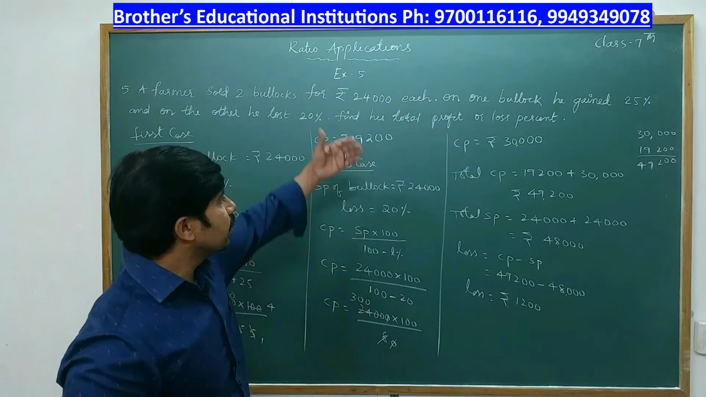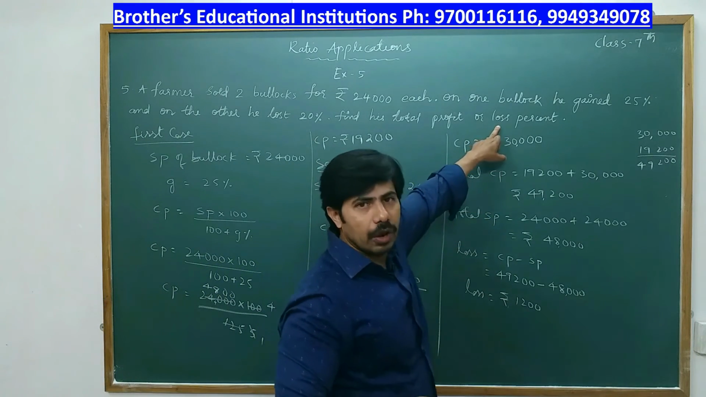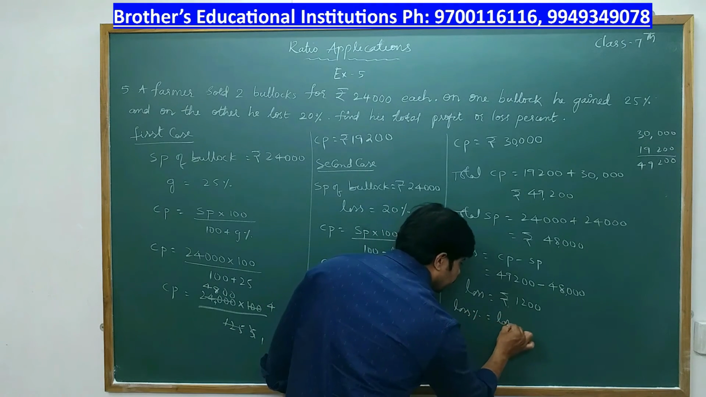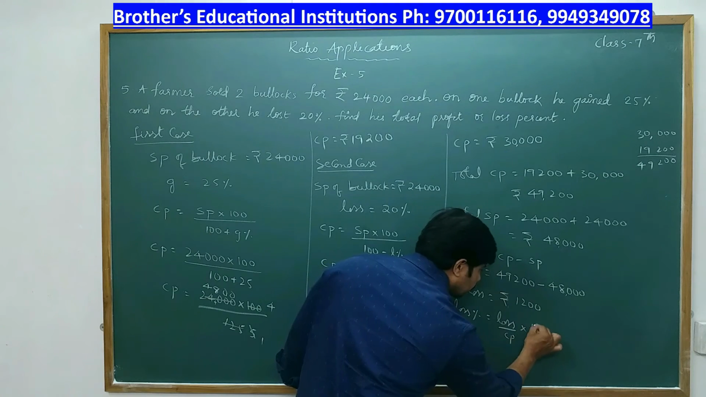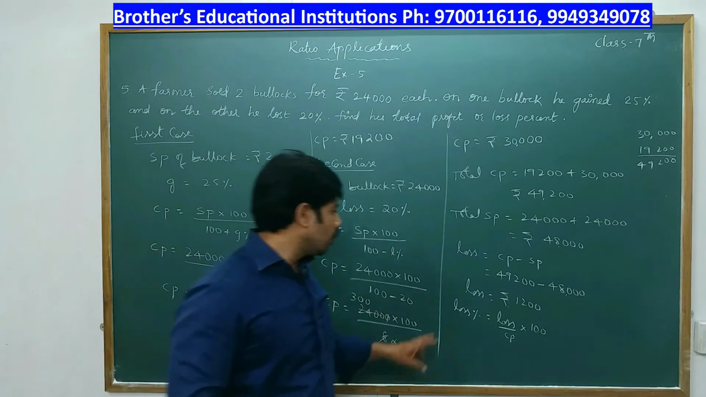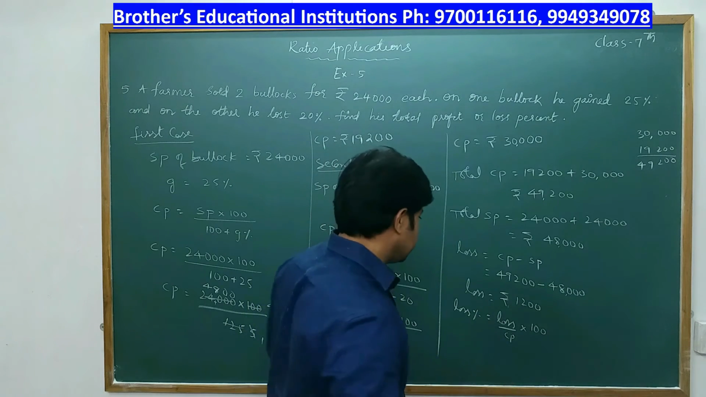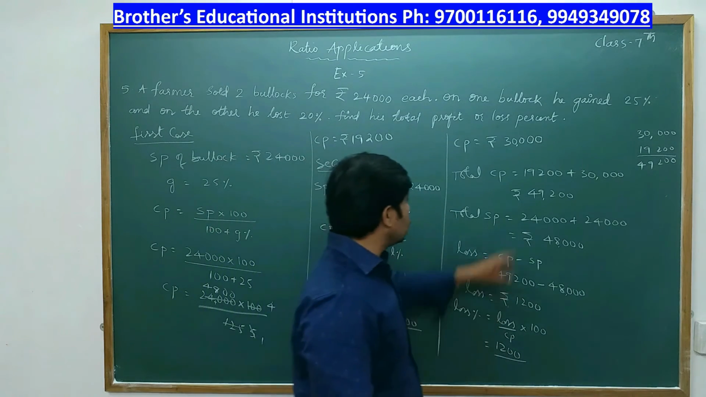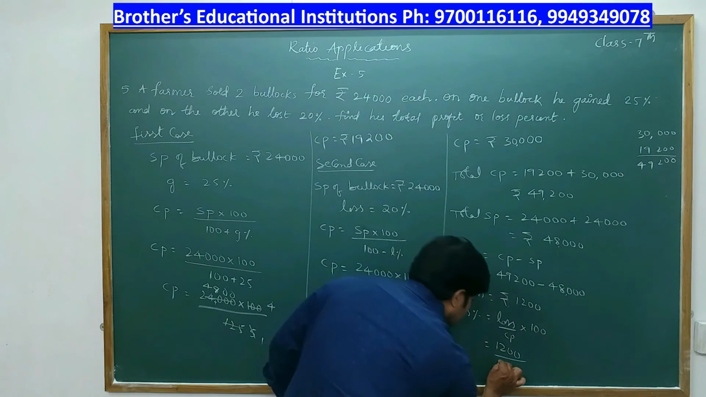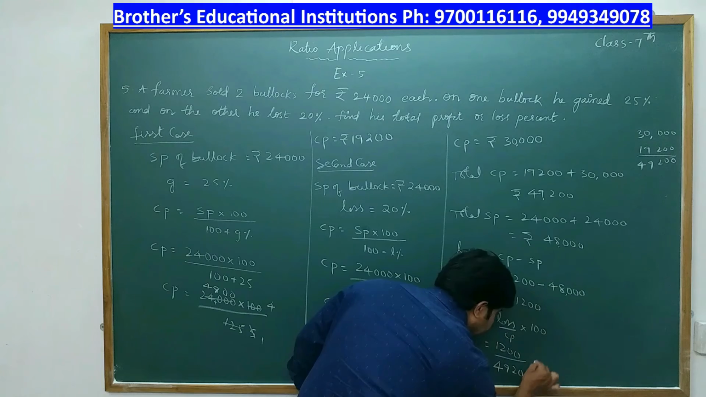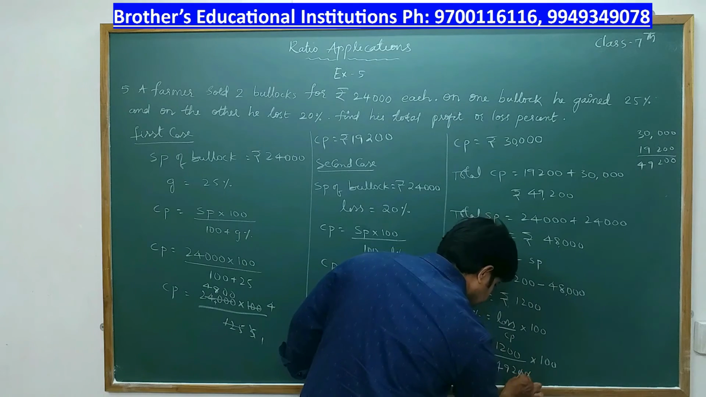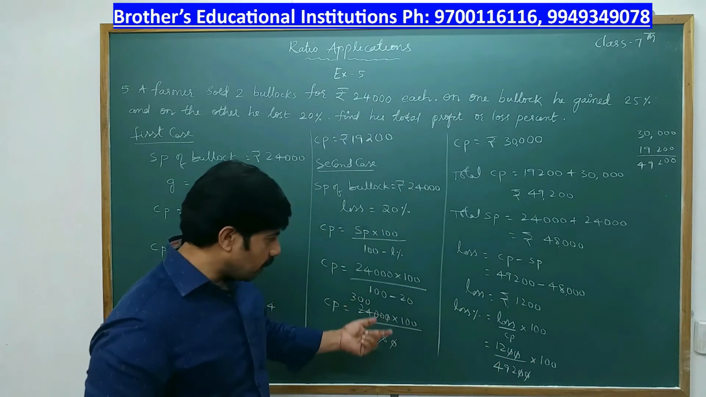Now, as he got a loss, we have to find the loss percent. Loss percent is nothing but loss by CP into 100. So the loss is 1200, by CP, meaning total CP, which is 49,200, into 100. So we'll calculate this. See, the zeros we can eliminate. We have 12 by 492 into 100.